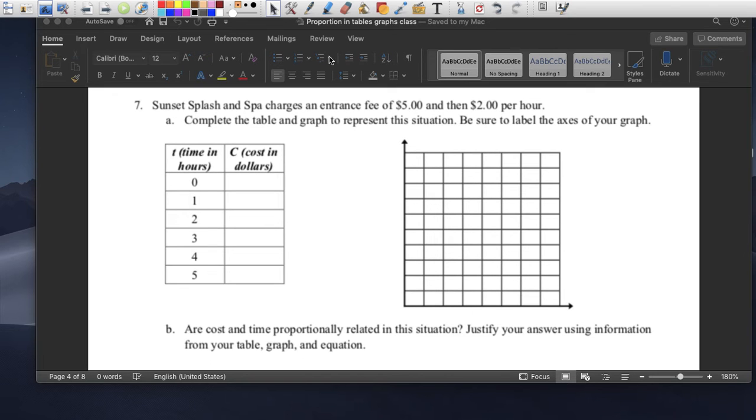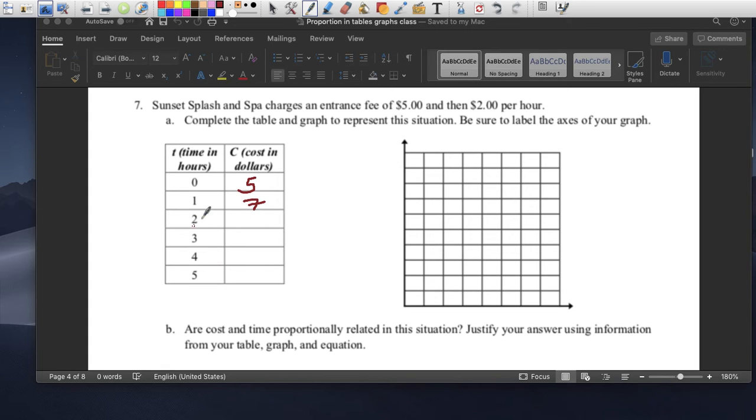Let's do the next problem. Here is Sunset Splash and Spa, which charges an entrance fee of $5 and then $2 per hour. So just to get in, you have to pay $5. Even though you haven't spent any time, at 0 hours you end up paying $5 just to get in. We haven't spent a single minute inside, but there's an entrance fee. If you spend 1 hour at the spa, you pay the $2 per hour plus the $5 you paid before, so your total would be $7.